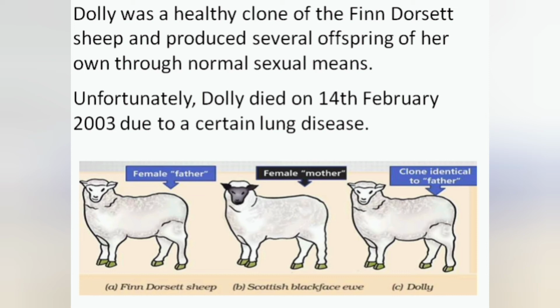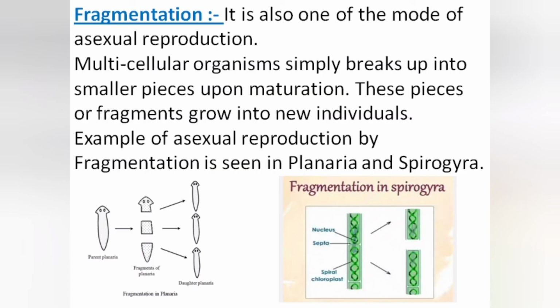Students, now we will study fragmentation. It is also one of the modes of asexual reproduction. Multicellular organisms simply break up into smaller pieces upon maturation. These pieces or fragments grow into new individuals. Examples of asexual reproduction by fragmentation are seen in planaria and spirogyra. You can see both these organisms in the diagram. You can see that planaria divides into three parts. From those three parts, three new planaria will grow.